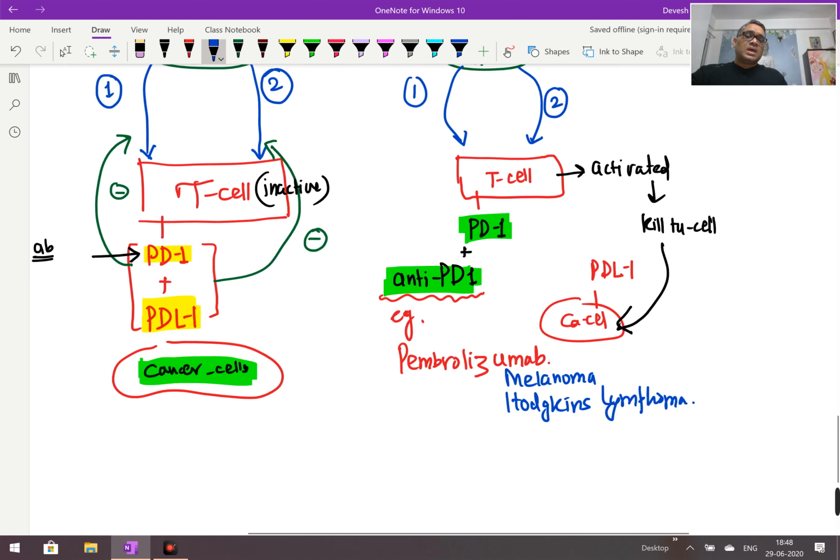Now you understood that there are two negative immune regulators, PD1 and CTLA4, and they were inhibiting T cell activation. So we discovered antibodies which will combine with them and block them. As a result, the T cell will be activated, and now the activated T cell can kill the tumor cell. So this is immune regulated killing of the cancer cell.